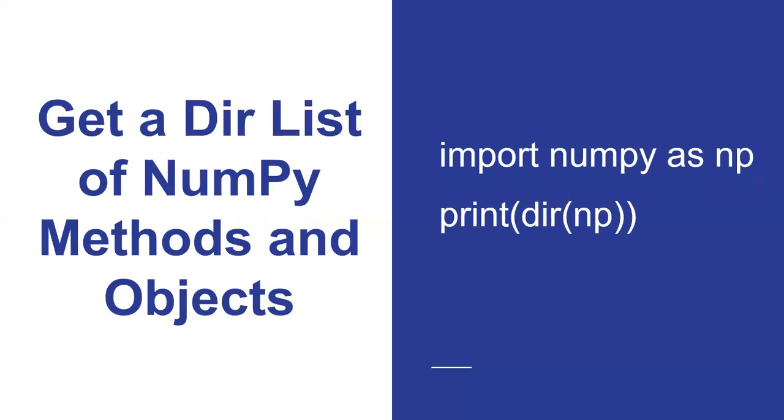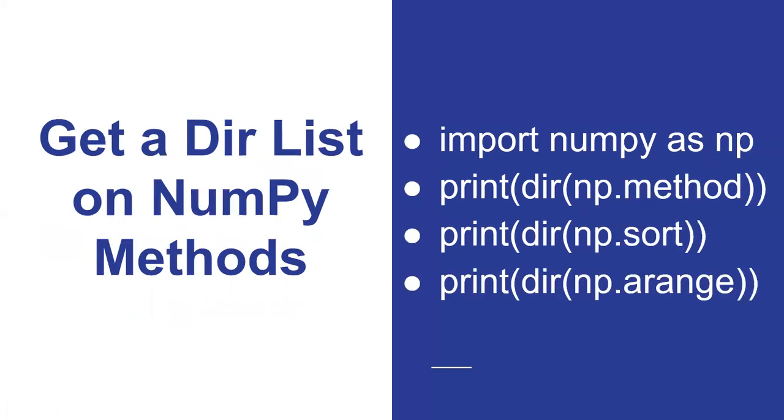To get a directory list of NumPy methods and objects, you do a dir on np. But you have to import it first. If you don't import it, it's not a part of the standard Python packages. So once you install it, it doesn't come as standard, so you have to install it first. And once you install it, you just say import numpy as np. Now you can do a dir on the np module, and you will get a directory list of all the methods and attributes associated with the np module, or np alias in this case.